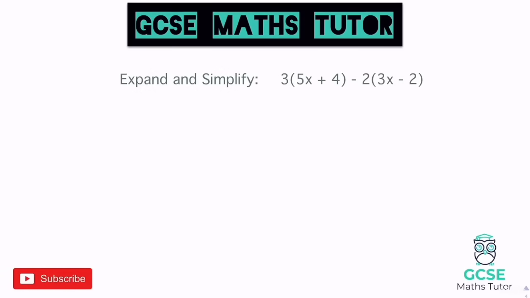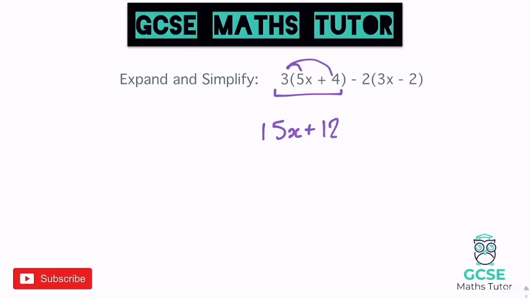Expanding and simplifying two brackets, so we'll expand these separately, so let's have a look at the first one. So 3 times 5 is 15, and 3 times 4 is 12. So we have 15x plus 12. On to the next one.